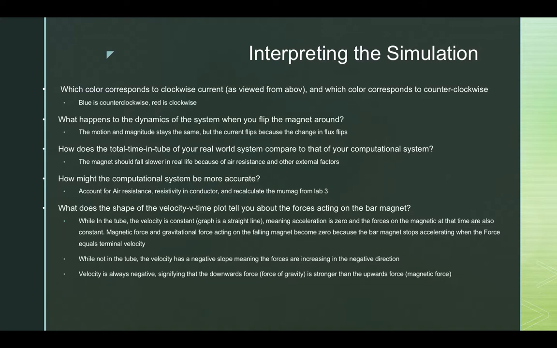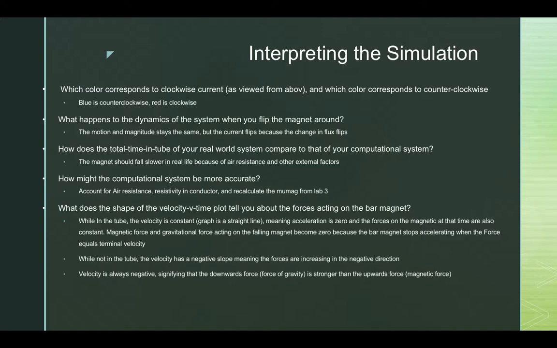We also know that the magnet should fall slower in real life because we do not account for air resistance and other external factors in the computational model, which would make the computational model more accurate if we accounted for air resistance, resistivity in the conductor, and if we used a more accurate mu mag, which I just used mine from Lab 3.